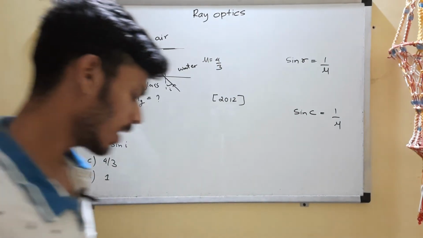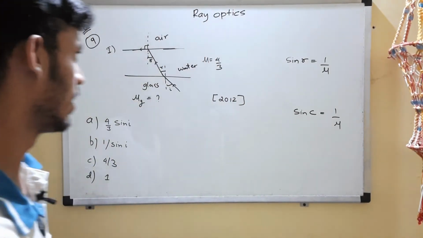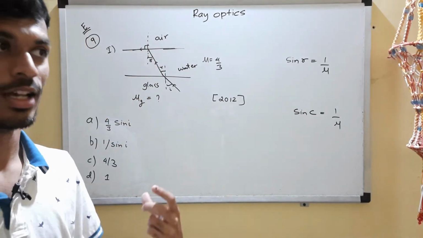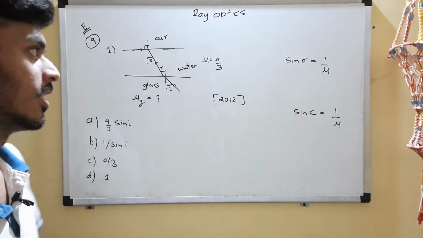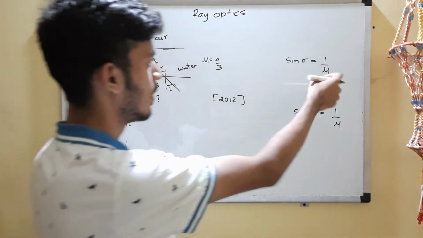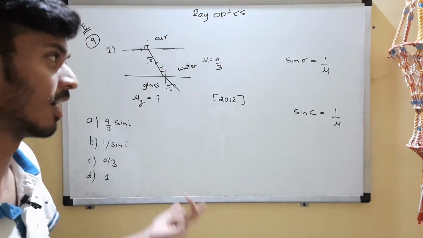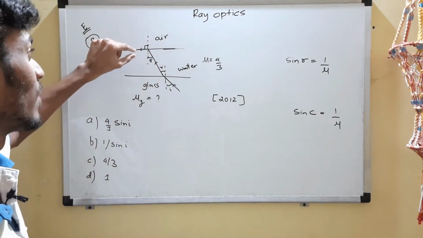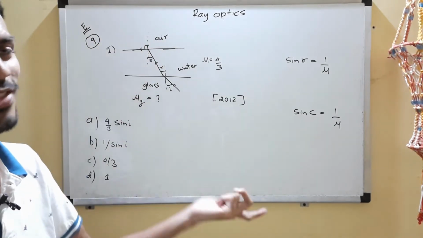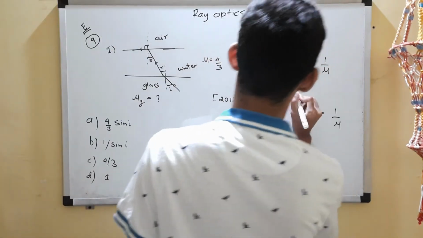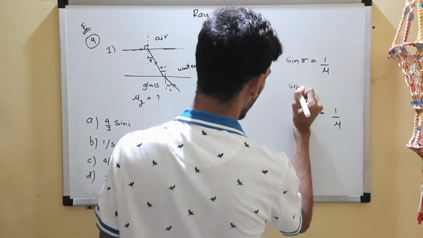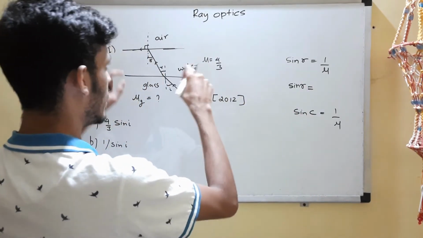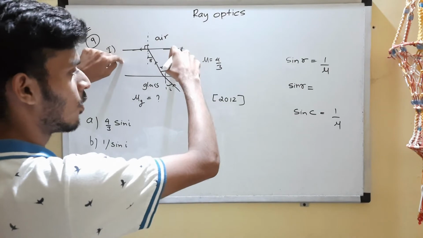Where mu is the refractive index of the denser material, right? So whenever light goes from denser to rarer medium, there is a chance of grazing emergence and total internal reflection. In case of grazing emergence, please remember this relation. Anyways, you can just apply Snell's law, treating your angle of refraction as 90 degrees, and that will give you the same relation. So sine r will be 1 by mu, denser material, which is the denser one, air or water? Water.